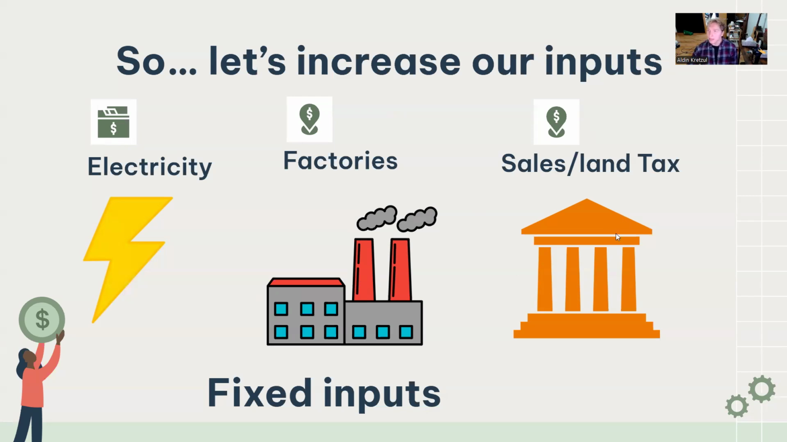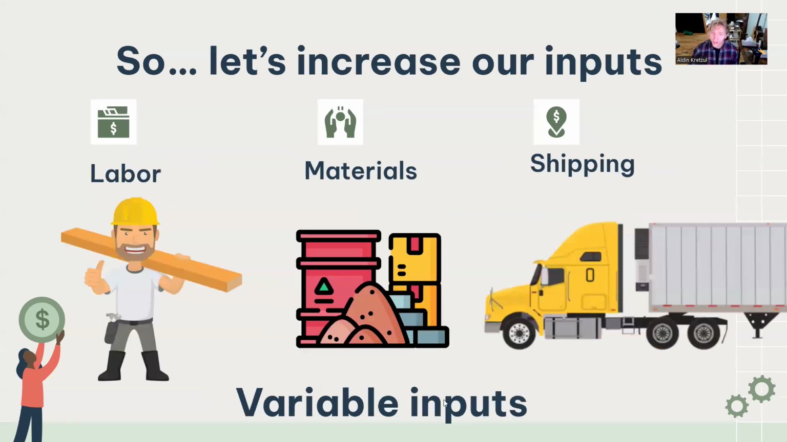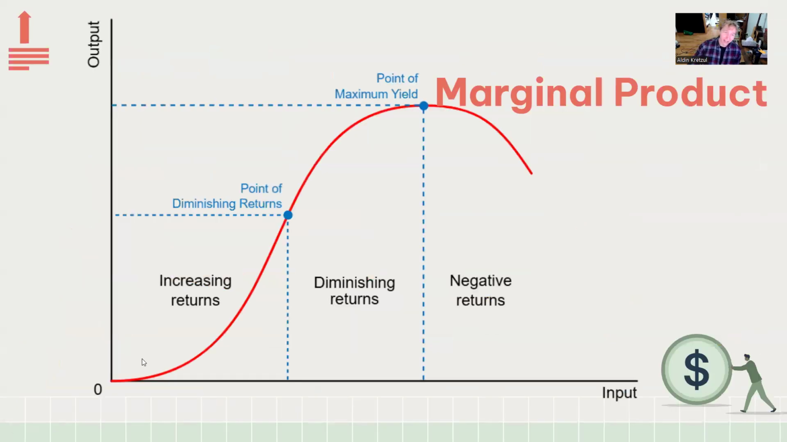All right, makes sense. Now, what varies? Well, conveniently, it's called the variable inputs. Our cost of labor, our cost of materials, and our cost of shipping varies. Now, what does that mean? What it means is as we ramp up our supply, our average variable costs are going to cost more and more and more until we get diminishing returns.